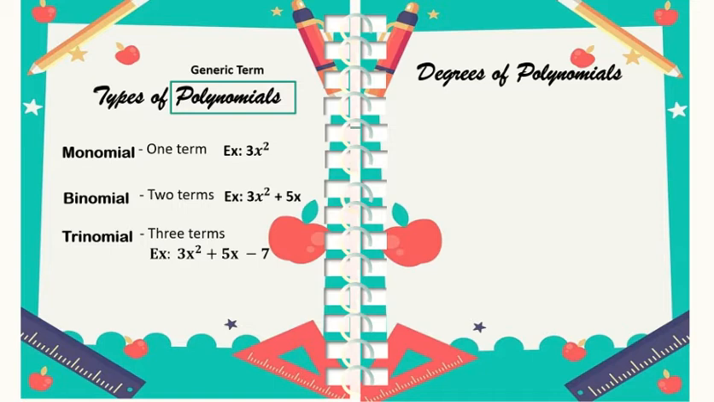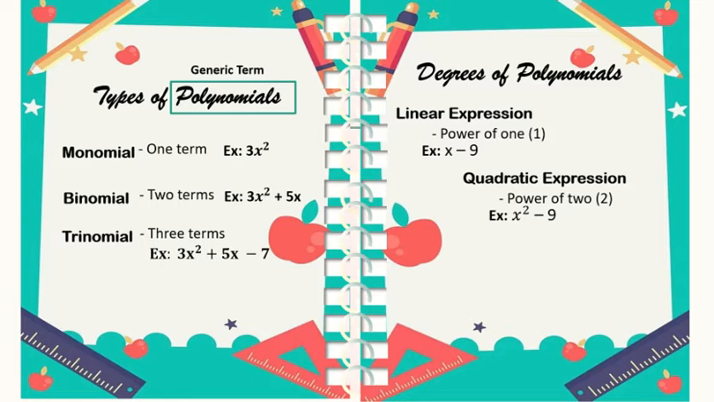Next, what are the degrees of polynomials? We have linear expression, which is the power of 1. Example, x minus 9. Quadratic expression, power of 2, x squared minus 9. Cubic expression, power of 3. Example, x cubed minus 9.